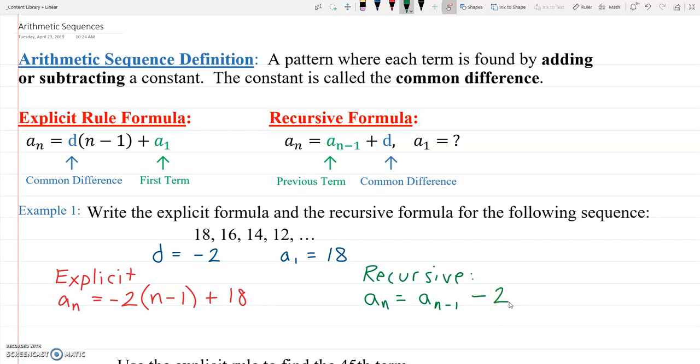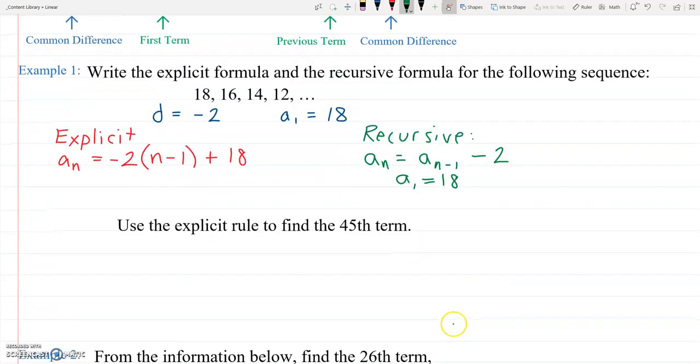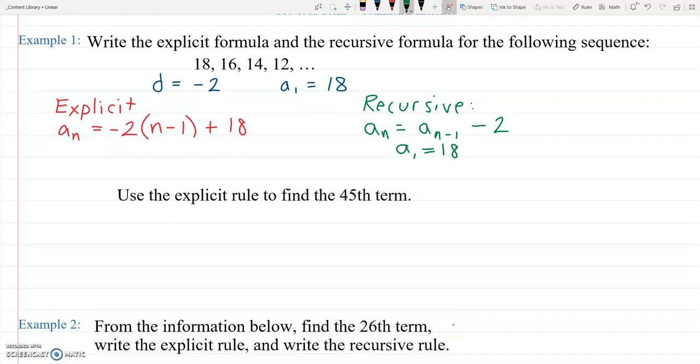All right, with the recursive formula, we do always have to write what A sub 1 equals. This is our pattern, and then we have to say A sub 1 equals 18. So 2 parts to that recursive formula. All right, so both of those are a model that represents this pattern, but in the next step, only the explicit rule can we use to find a future term, so the 45th term. Okay, so we are going to use the explicit rule to find the 45th term.